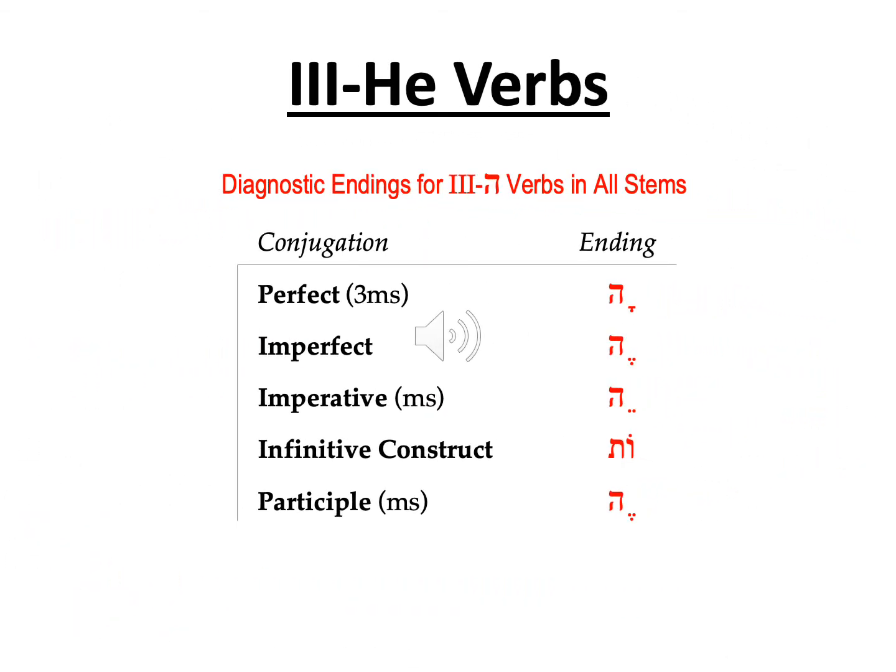On the one hand, third he verbs are quite annoying because the he drops out. On the other hand, third he verbs are great because the vowel of the third he demonstrates which form we're in. For instance, a perfect, in this case 3ms, third he verb will always have a qamets. An imperfect third he verb will always have segol. An imperative third he verb will always have tsere. An infinitive construct will always have holem vav tav, and a participle will always have segol.